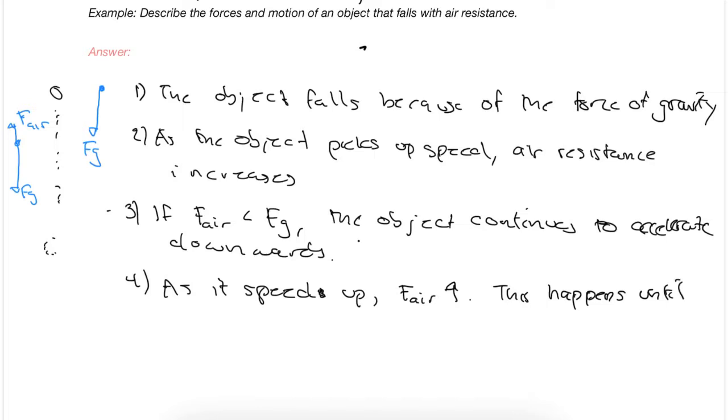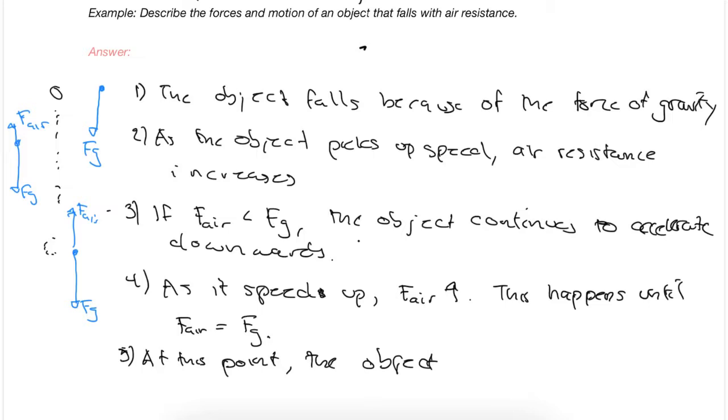This happens until F of the air gets big enough that it actually equals the size of the force of gravity. Okay. And so what the free body diagram looks like at this point is you have force of gravity acting downwards and the force of the air acting upwards, and they're exactly the same size. And if they're the exact same size, then we have no unbalanced force, and so there is no more acceleration. And so at this point, the object falls with a constant velocity.